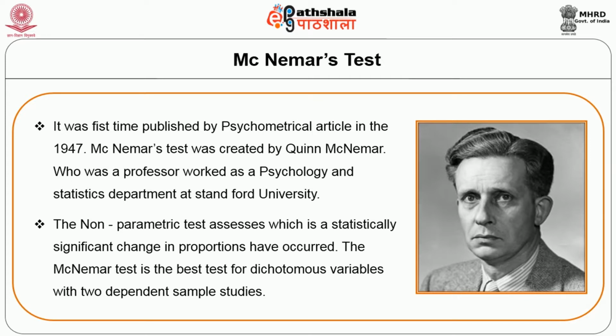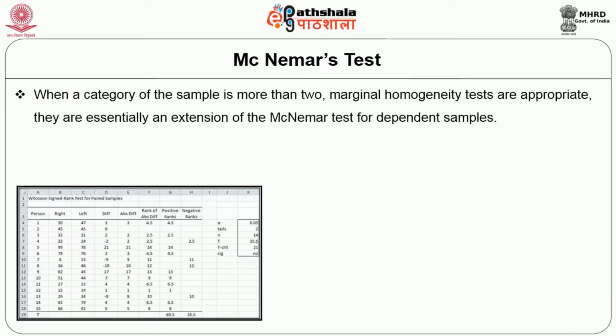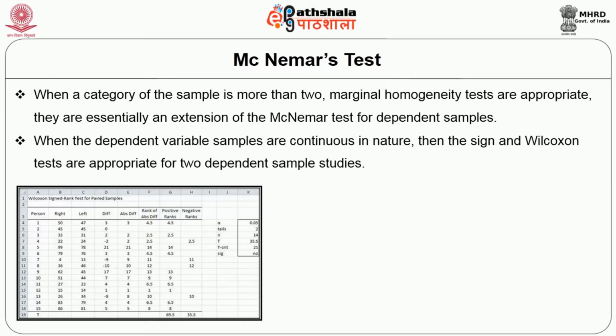in proportion has occurred. The McNemar test is the best test for dichotomous variables with two dependent sample studies. When the categories of the sample are more than two, marginal homogeneity tests are appropriate, as they are an extension of the McNemar test for dependent samples. When the dependent variable samples are continuous in nature, then the Sign and Wilcoxon tests are appropriate for two dependent sample studies.